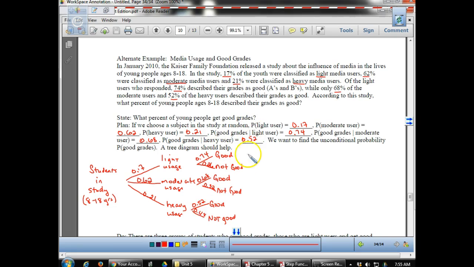Now, I want to show you something. If you multiply along the paths here, so if you multiply along the branches, this would be a light user who said they had good grades. If I multiply along the second path, it's a light user who said they don't have good grades. So these are our probabilities.